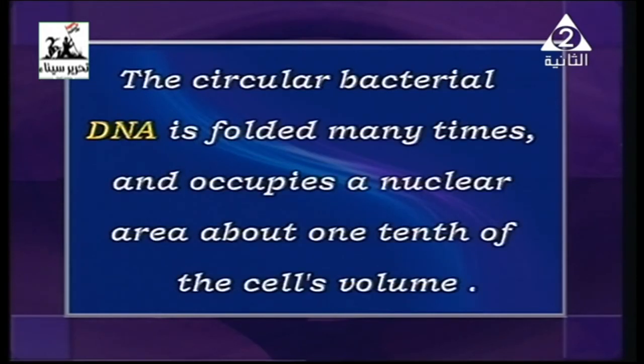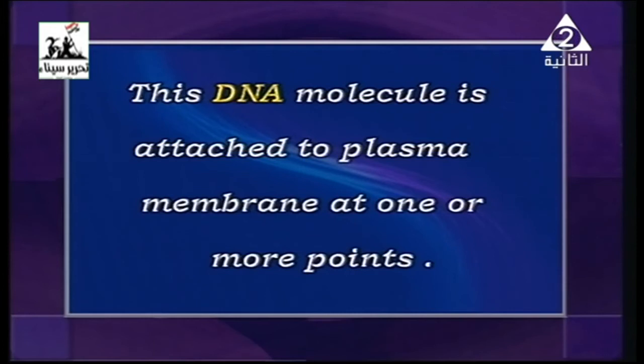The circular bacterial DNA is folded many times and occupies a nuclear area about 1/10 of the cell's volume. I mean 1/10 of the total volume of the cell. Yet the DNA molecule is attached to the plasma membrane at one or more points. I mean, it is sometimes connected to the plasma membrane by just one end or more than one point.